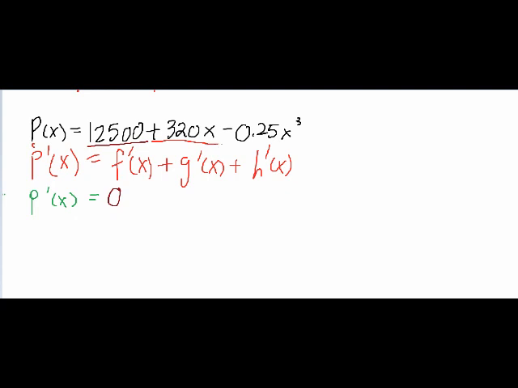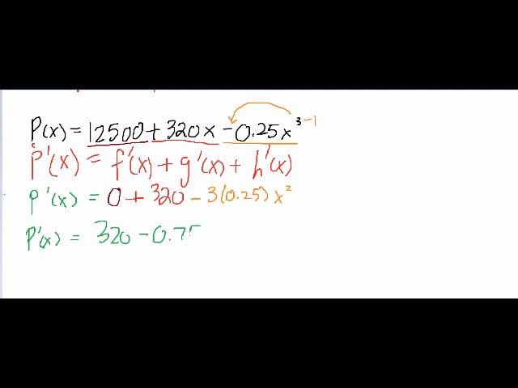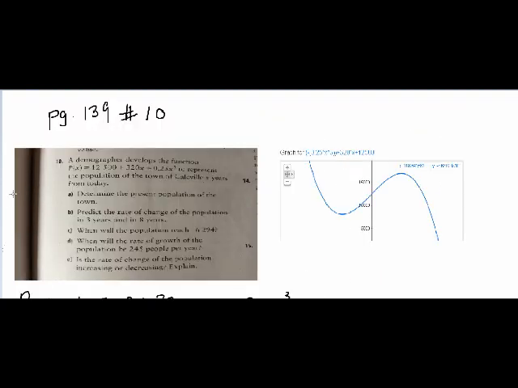The second term, positive 320x, we can simply take the coefficient of x, 320. And for the third term, negative 0.25x³, we need to bring down the 3, so negative 3 times 0.25, and we also need to subtract 1 from the exponent, so x squared. If we simplify this, it turns out to be 320 - 0.75x². That is the derivative.